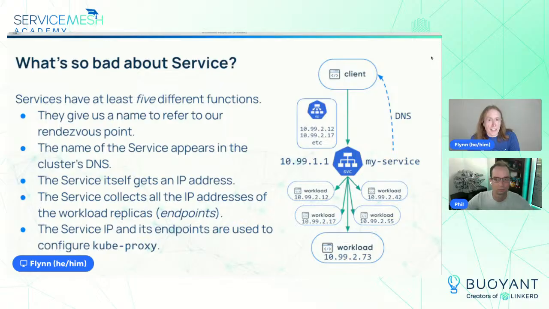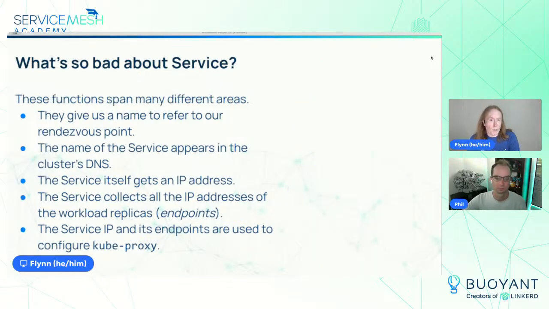So, 5 different functions at least. And most of these span different areas. They're not all in the same place. Having a name is mostly just normal Kubernetes resource stuff. The name of the service appearing in the cluster's DNS means that we have to have an interface between the service and the DNS implementation.